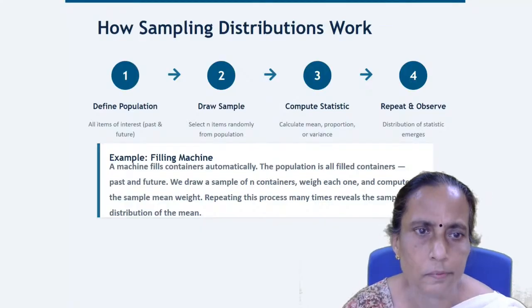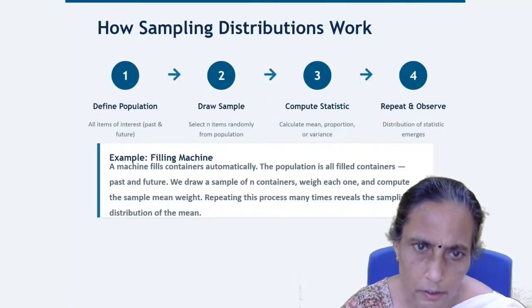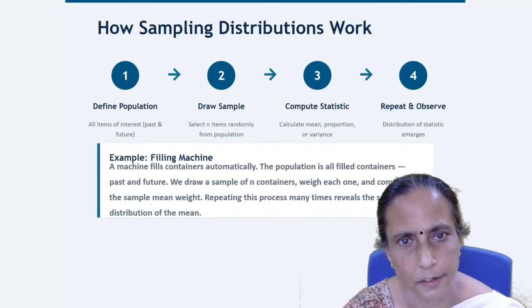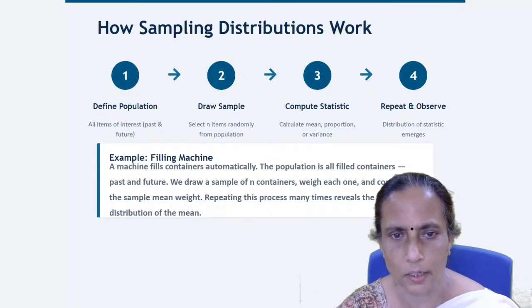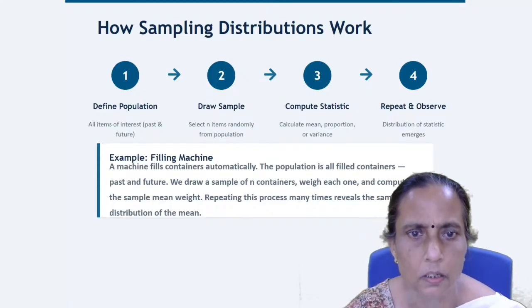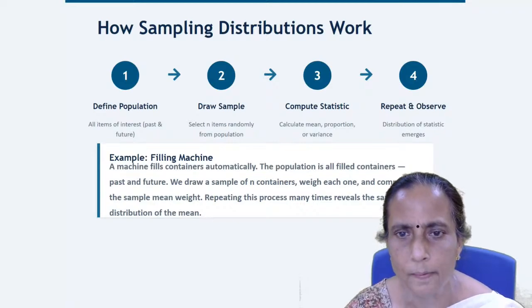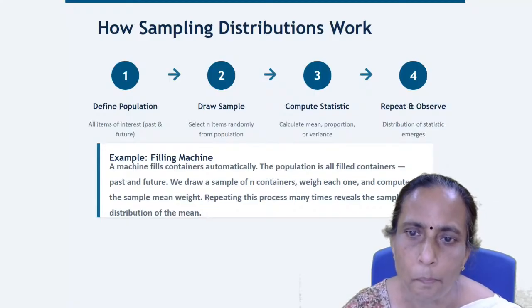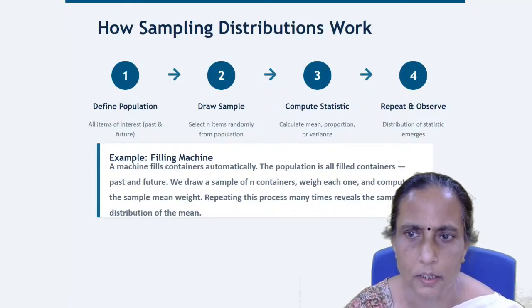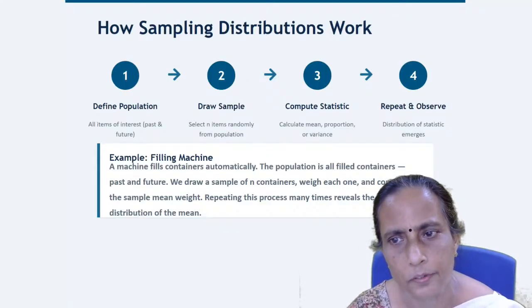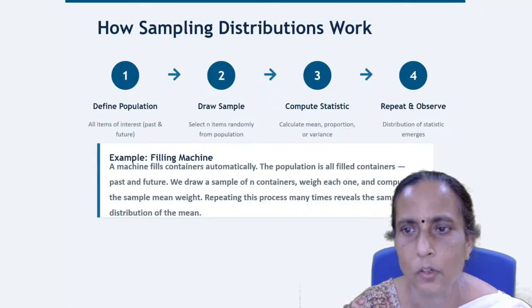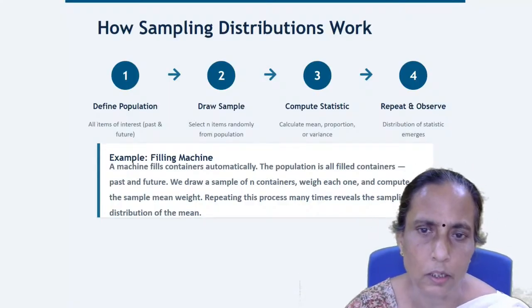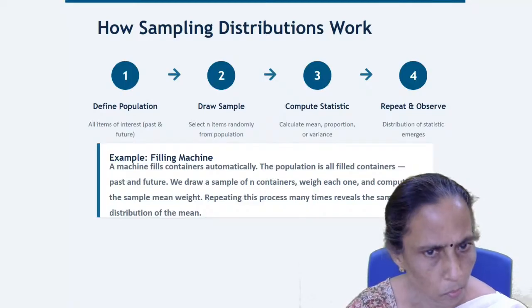So how does it work? First of all, as usual, we have to define the population, all items of our interest, past and future. Then we need to draw the sample based on a sample size, maybe select 10 items randomly from the population. Then compute the statistic, that means compute the sample mean, sample proportion or sample variance. Repeat and observe the distribution of the statistic that emerges. If we repeat, we will get the distribution of that particular sampling mean, sampling variance or sampling proportion.